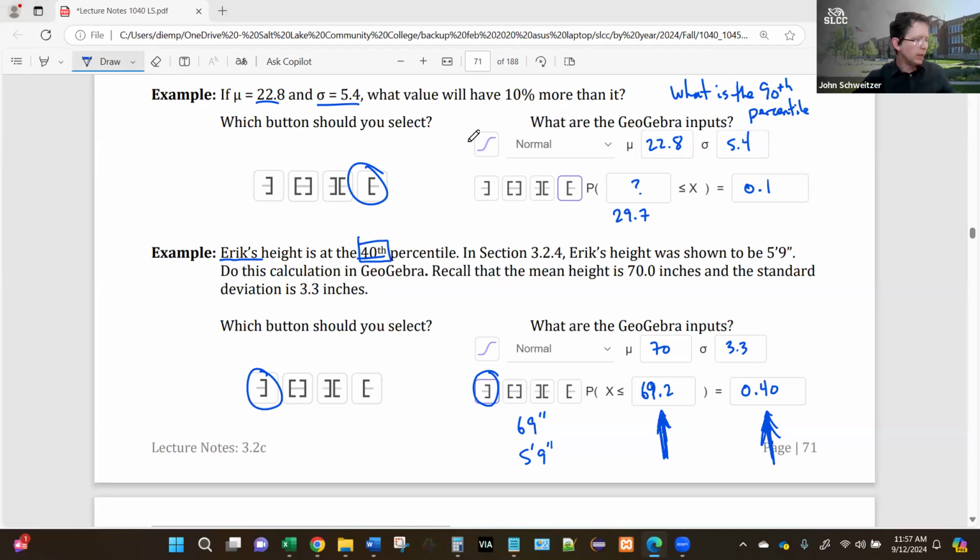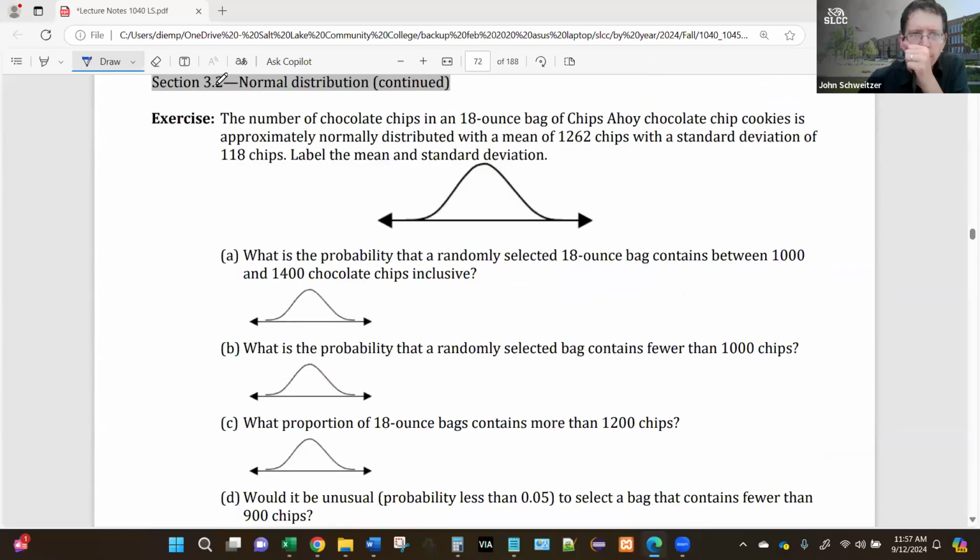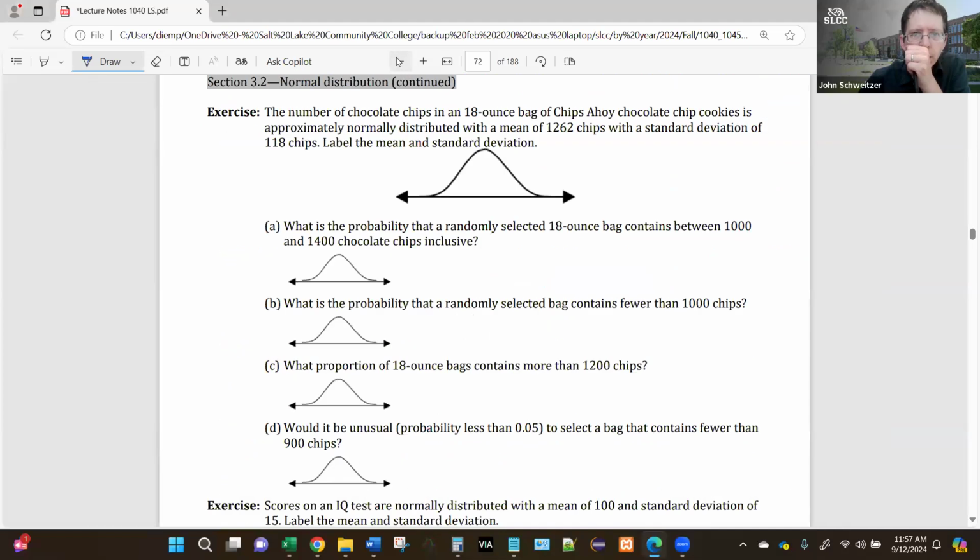Well, if that makes sense to you, then let's jump into some more exercises here, just so we're all super comfortable with this. On the next 2 pages, there's 4 different exercises. They're all kind of doing the same thing. So I think what we'll do is maybe 2 of the exercises. I don't think we need to do all 4. It kind of takes a lot of time.